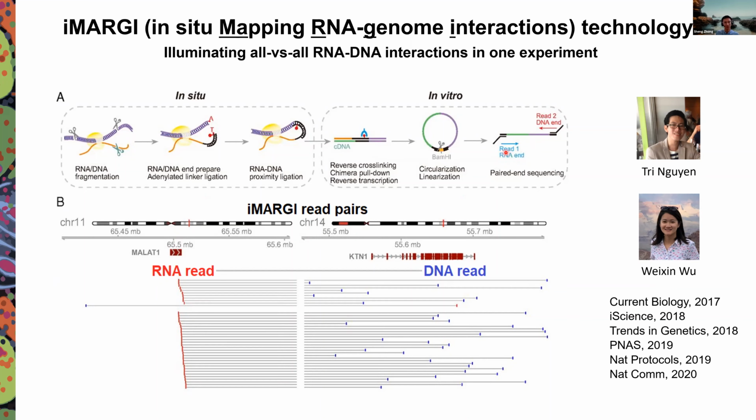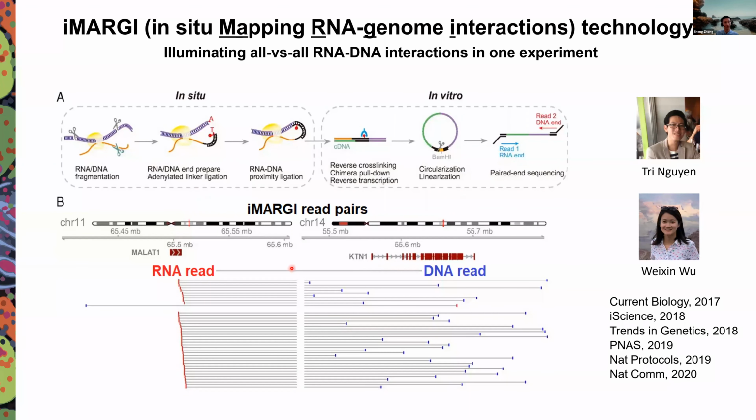With paired-end sequencing, we can actually know which end corresponds to the original RNA and which end corresponds to the original DNA, and thus use a read pair to infer a particular interaction between one RNA and its target genomic sequence. So below here is an example of an inferred interaction between MALAT1 RNA, whose gene is on chromosome 11, to a target genomic region near the KTN1 gene on chromosome 14.